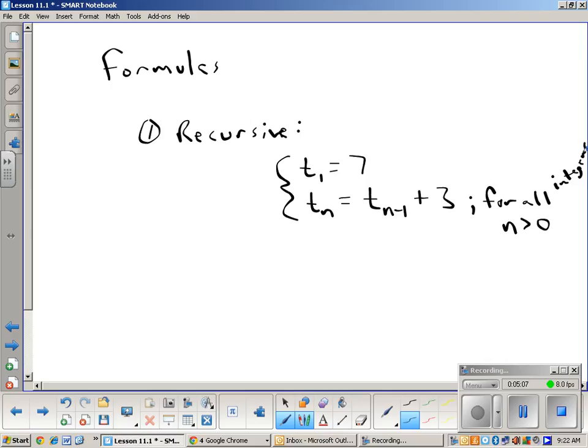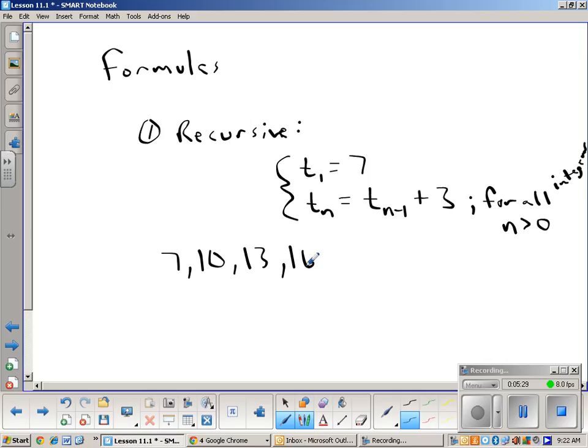What's the second term going to be in this? 10. What's the third term going to be in this? 13. What's the fourth term in this? 16. It can't get any easier than that, can it? All you have to do is what? Add 3 each time.